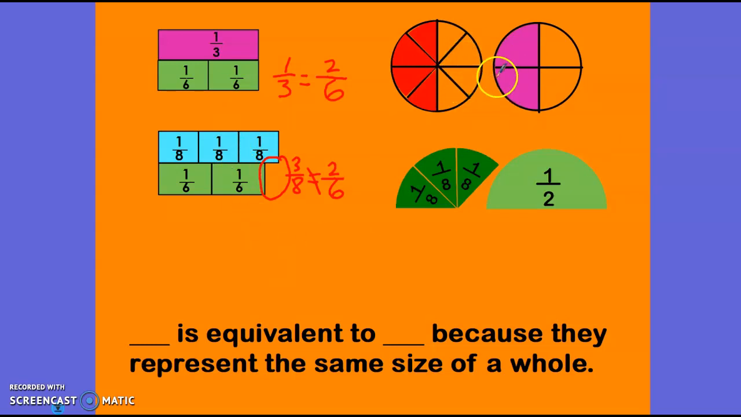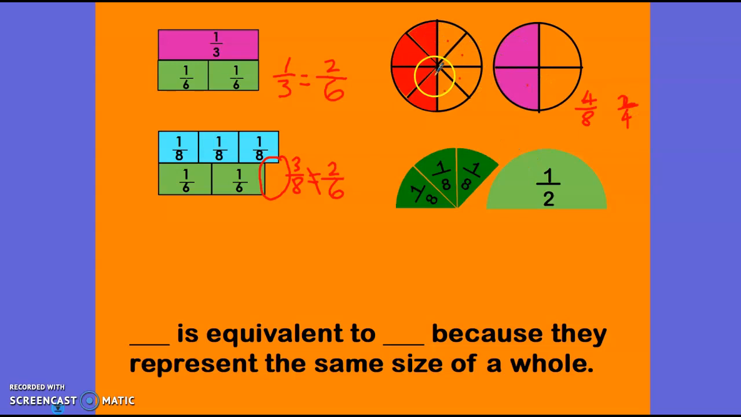Sometimes we also use fraction circles to represent our equivalent fractions. In this picture, we have 8 equal parts and 4 parts are shaded. So we have 4/8. And in this circle, we have 4 equal parts and 2 parts are shaded.